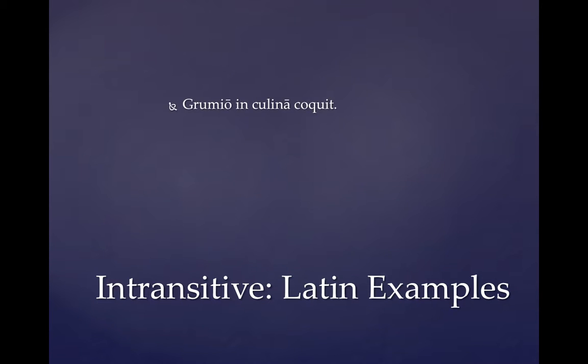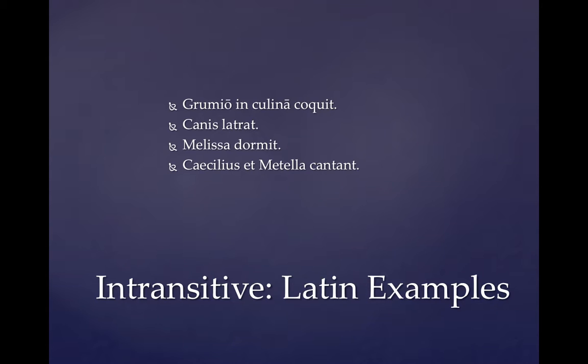All right, some examples in Latin of intransitive verbs. Grumio in culina coquit. All right, Grumio is cooking in the kitchen. We don't know what he's cooking, but here the verb is intransitive. Canis latrat, the dog barks. There's nothing receiving the action, so it is intransitive. Melissa dormit, she sleeps. You don't sleep something, you just sleep. Caecilius et Metella cantant. Caecilius and Metella are singing, nothing receiving the action.